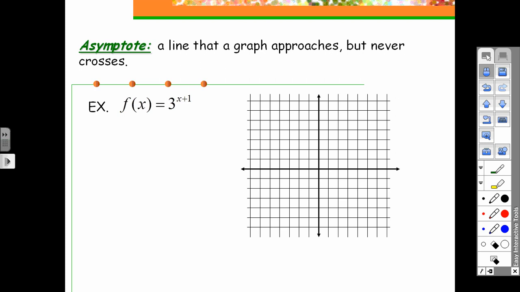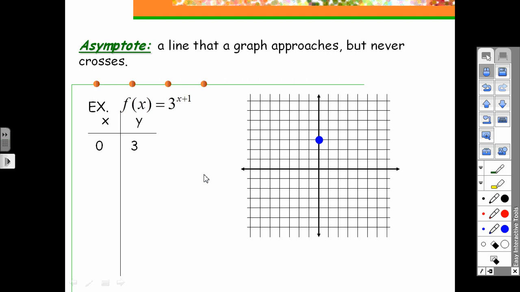Eventually, I hope that you can do these without having to make tables, and you can just look at the translations, but if you never get there, that's okay too. Okay, so the first one, you plug in 0, that's going to give us 3 to the 1 power, so that's going to give us 3. So at 0, I'm going up 1, 2, 3, right there.